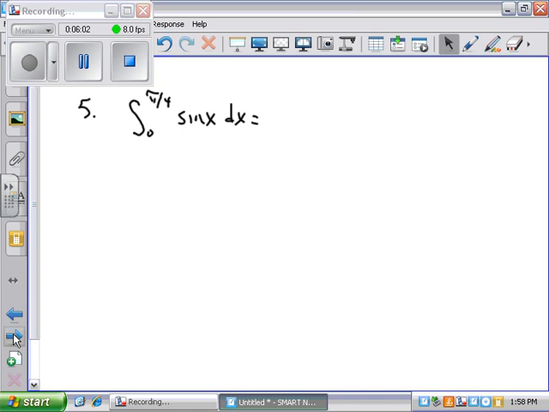5. You have to take the definite integral of sine of x. So we got to take the antiderivative first, and then we'll plug in the limits of integration. What's the antiderivative of sine x? Negative cosine. A lot of times people screw that up because they think of the derivative. Negative cosine of x from 0 to pi over 4.